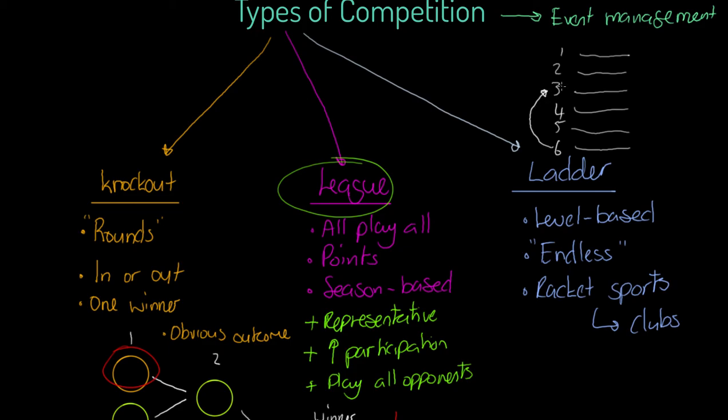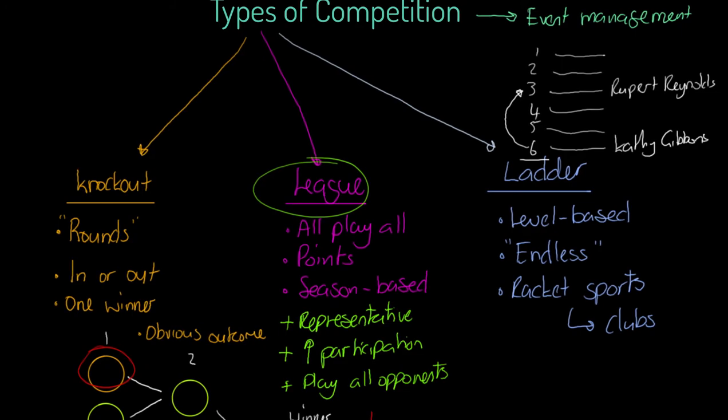And basically, there are different structures and rules for ladders, but it could be that if number 6 loses, he or she remains in position 6. Let's imagine this name is Kathy Gibbons. If she lost against Rupert Reynolds, good alliteration, Reynolds.